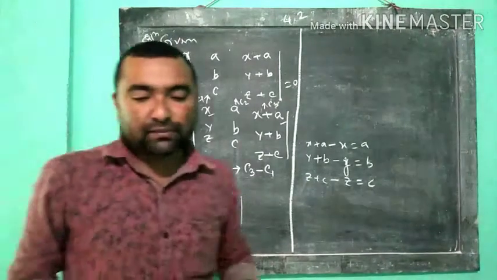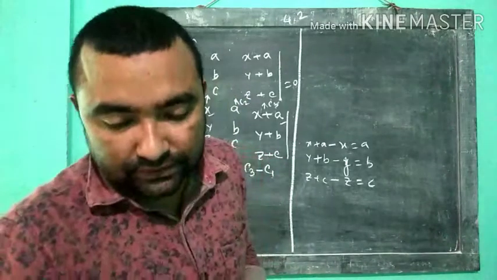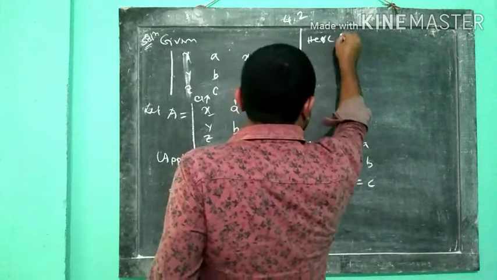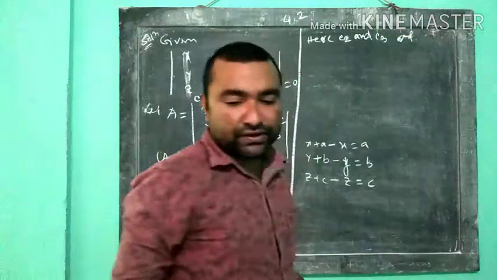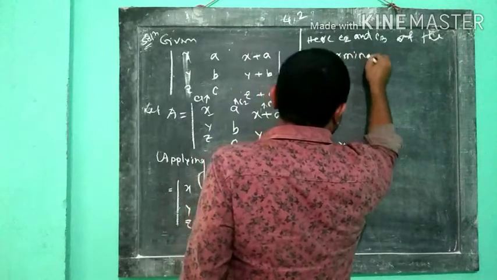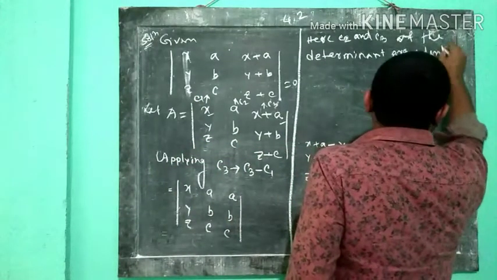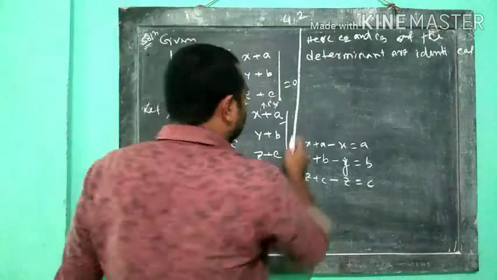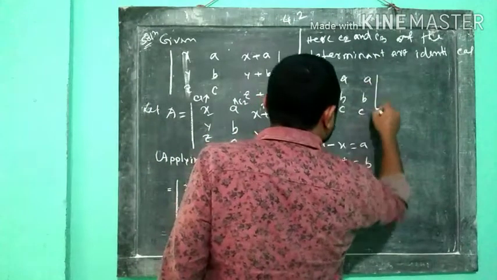In property number 2, if two columns or two rows are identical, then the value of the determinant is 0. Here C2 and C3 of the determinant are identical. So we can write x y z, a b c, a b c, equal to 0 as per property 2.